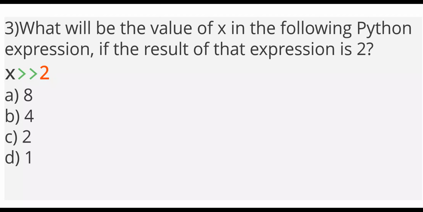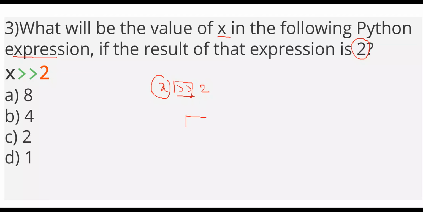What will be the value of x in the following Python expression? So here the value of x is equal to 2. x right shift by 2 bits. Here this is a right shift operator. You want to make the binary value of x shift 2 bits right.